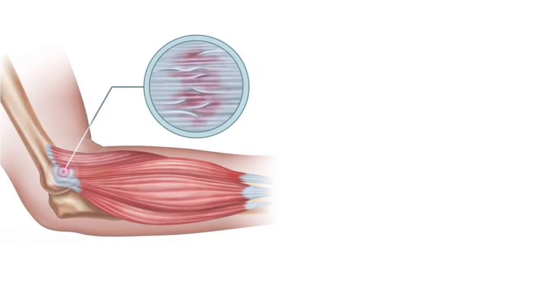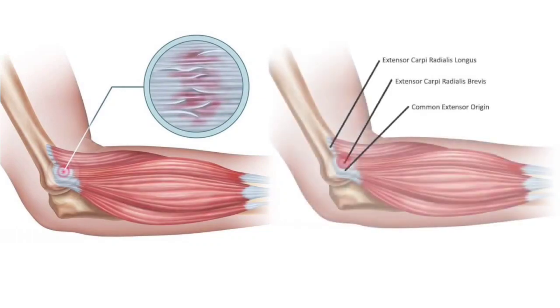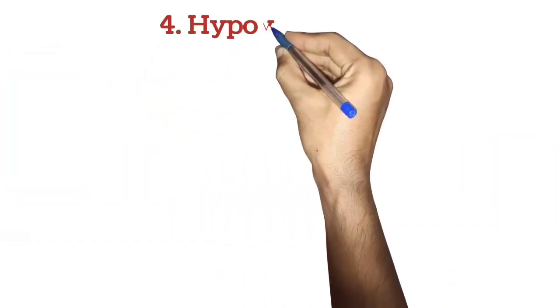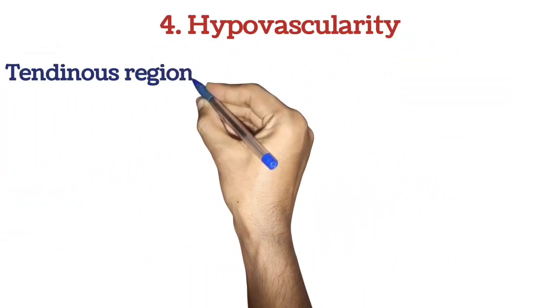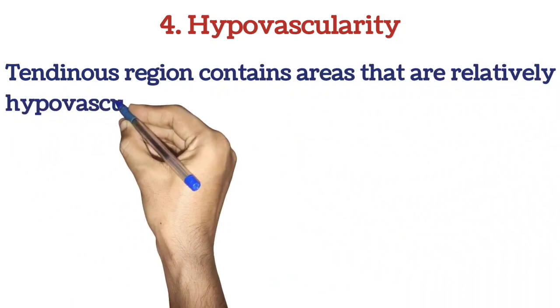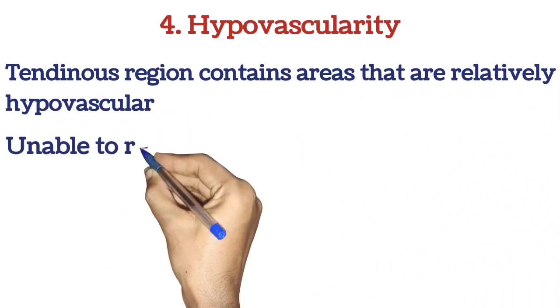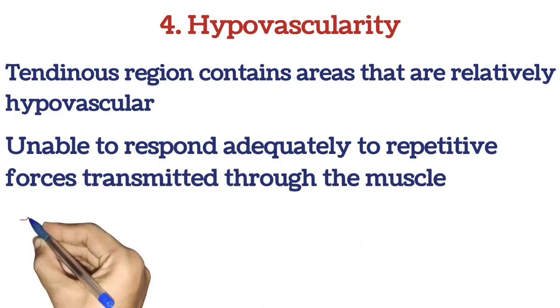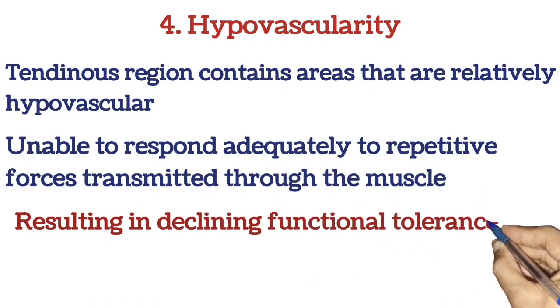Lateral elbow tendinopathy is a degenerative condition in which increased fibroblastic activity and granulation tissue formation occur within the tendon. 4. Hypovascularity. Because this tendinous region contains areas that are relatively hypovascular, the tendinous unit is unable to respond adequately to repetitive forces transmitted through the muscle, resulting in declining functional tolerance.